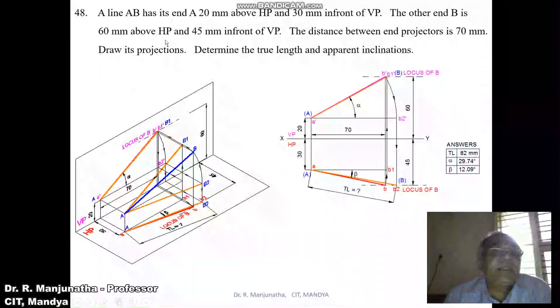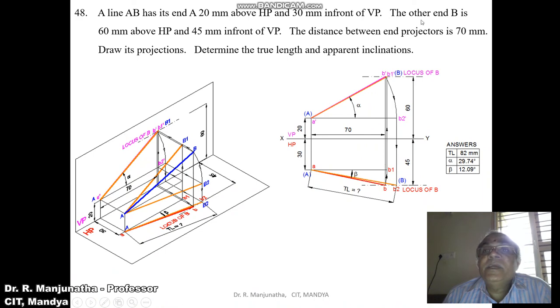The other end B is 60 mm above HP. So we can see the distance above HP, which is 60 mm. When you see from the front view, it will be seen in the vertical plane. So we draw the locus line in the vertical plane, the locus of B. And 45 mm in front of VP. When you look from the top view, we can see the distance 45 mm in front of VP. That distance will fall on the horizontal plane, so you get the locus of B in the top view.